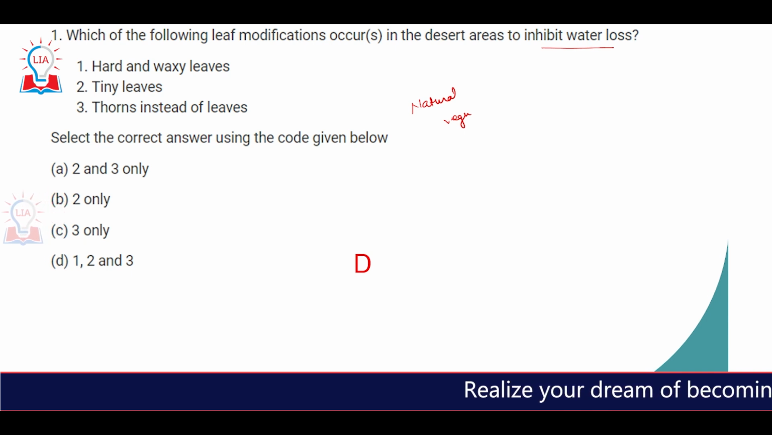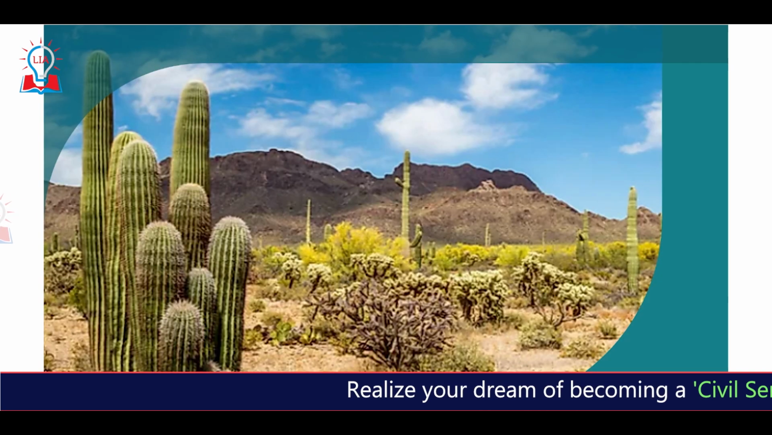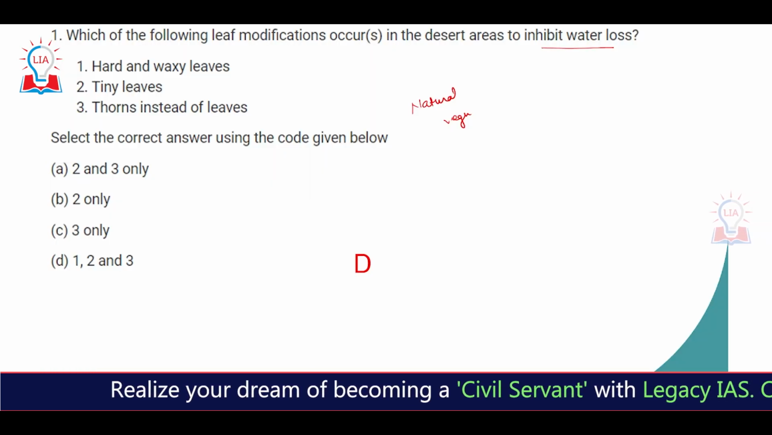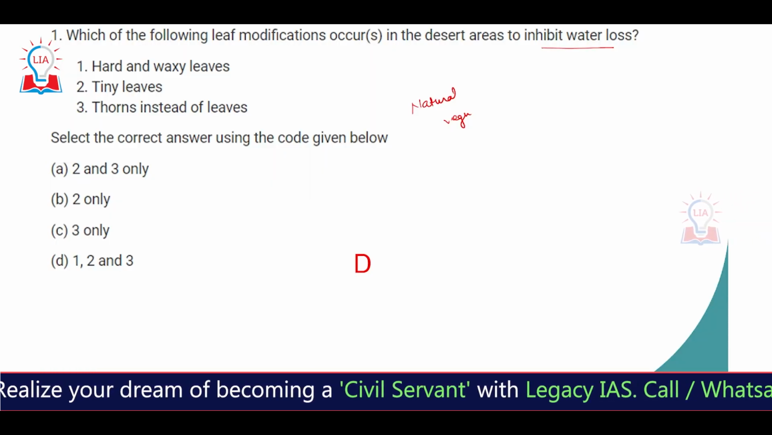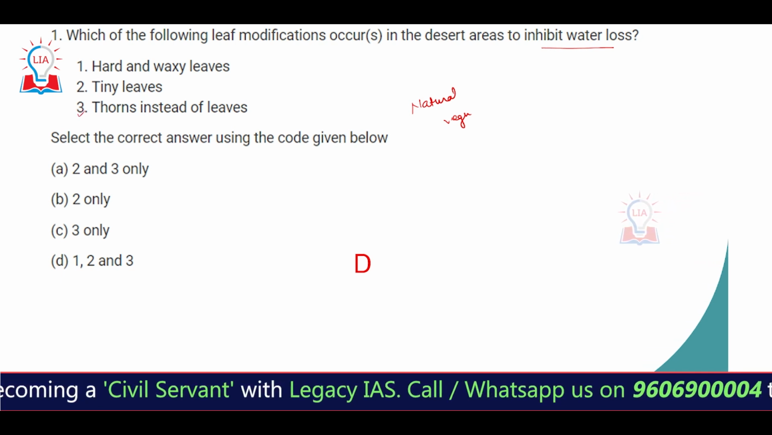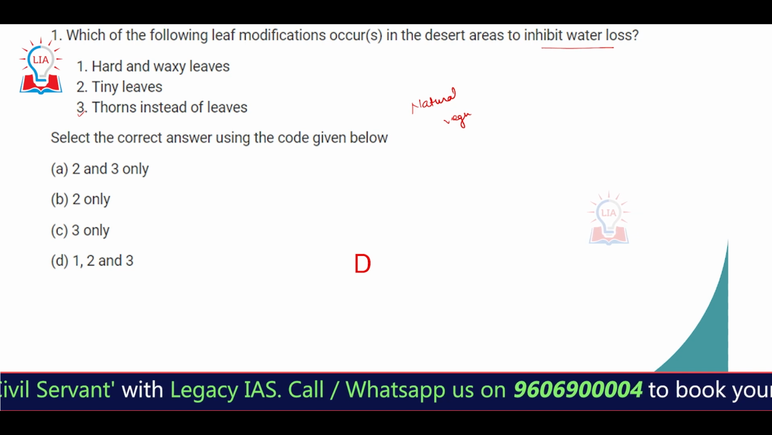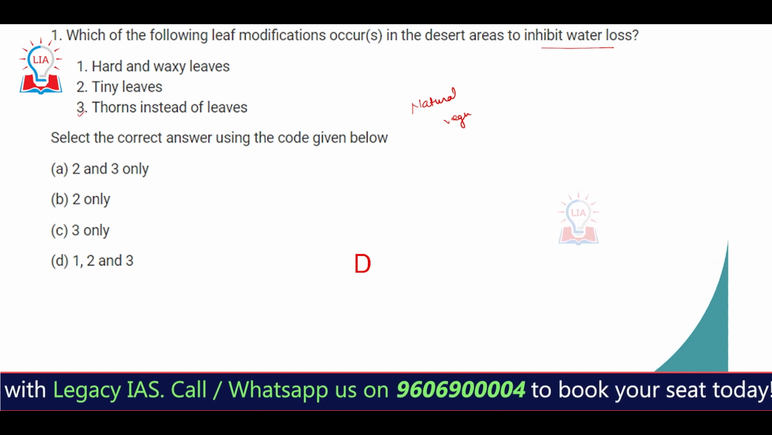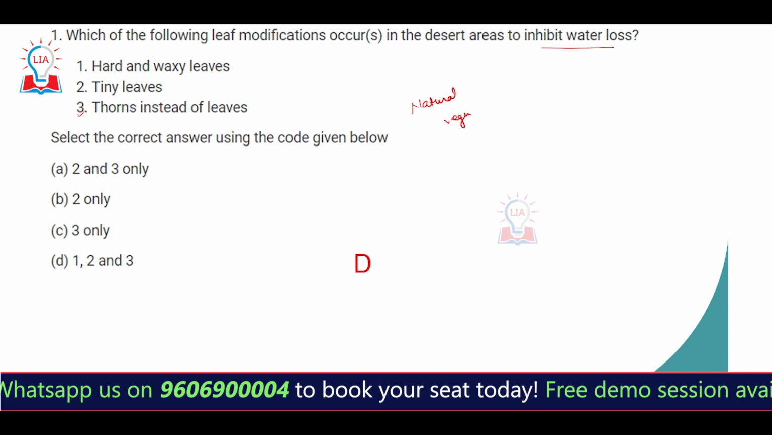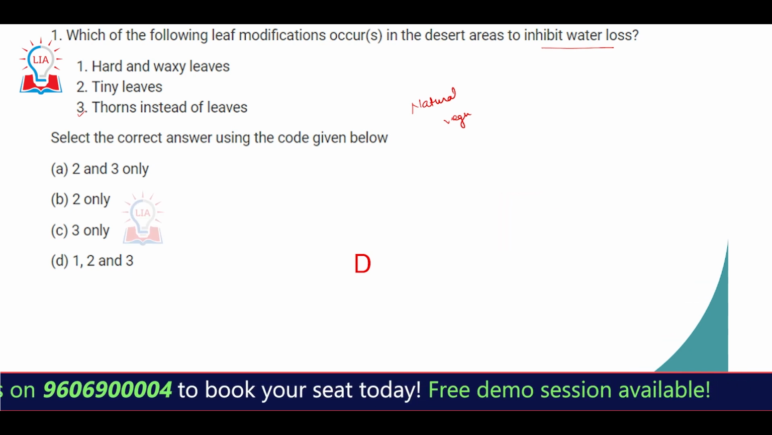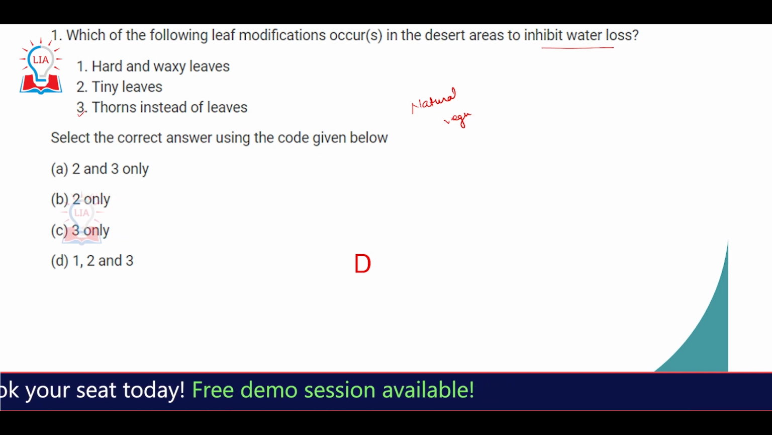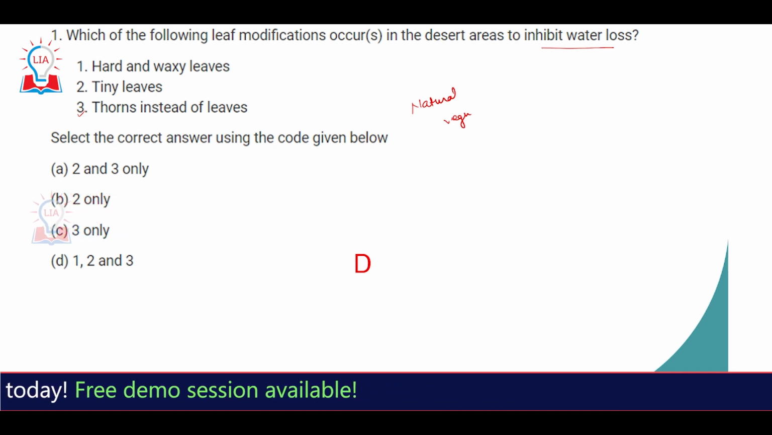As we can see, the desert plants, for example the cactus, which is a very well-known desert plant, you know that cactus does not have leaves, rather it has thorns. So obviously we can say that the third statement given here is correct. Then second is hard and waxy leaves. Now this is also a good modification that we see in desert plants, because when leaves are hard and waxy, they do not allow the water to evaporate easily, and that is why they are also able to inhibit the water loss.